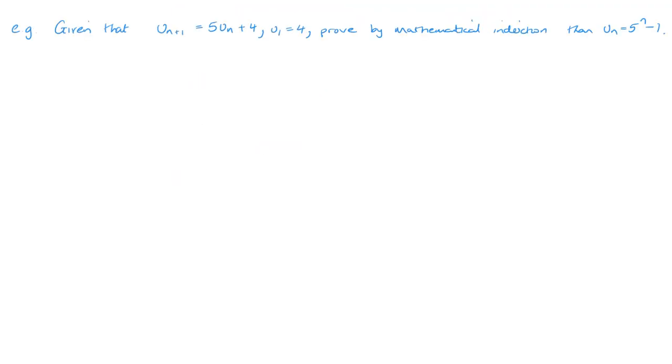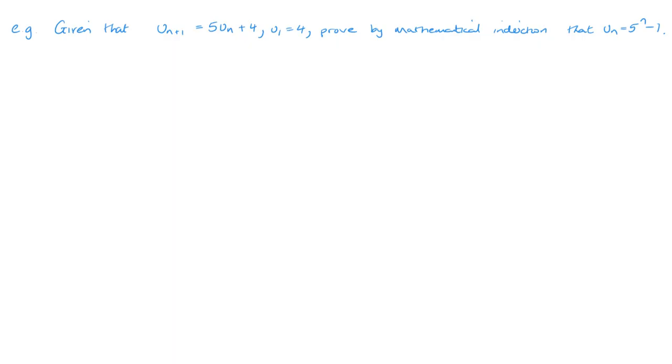So here we have our first example. Here's our recurrence relation, with u1, the first term, being 4, and prove by mathematical induction that un is 5 to the power n minus 1. That should be that, I'll change that in a moment. Now it's the same 4 basic steps: the basis step, the assumption step, the inductive step, and the conclusion step.